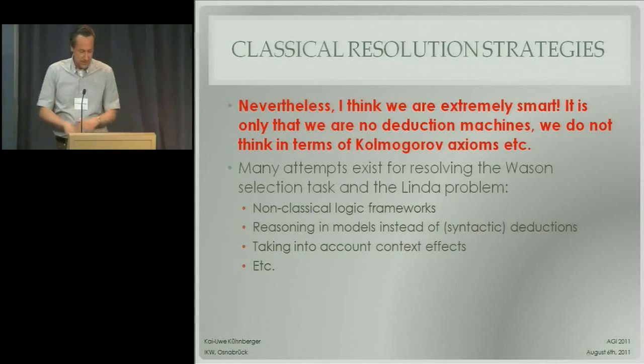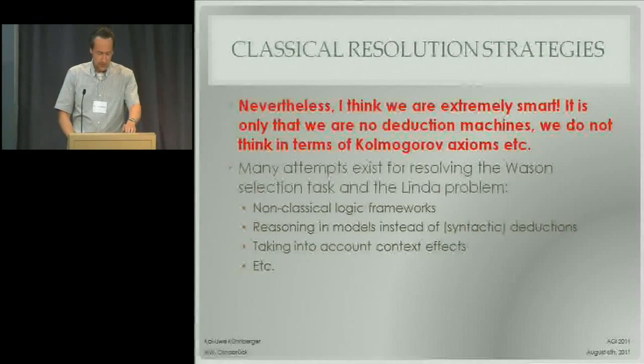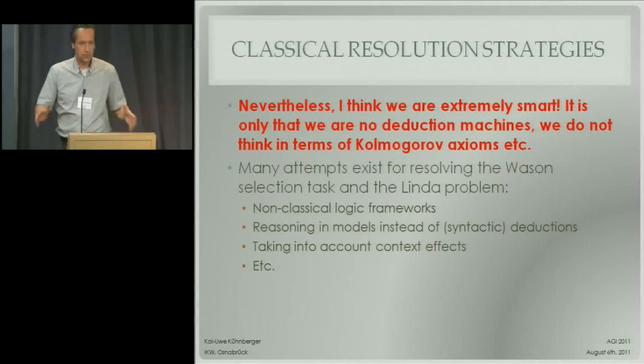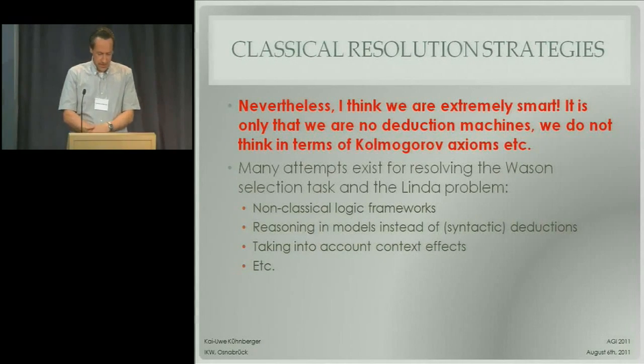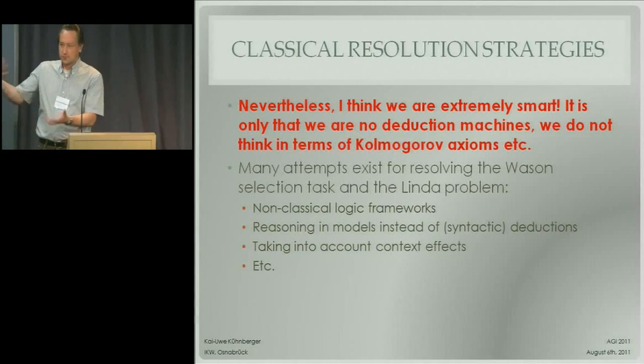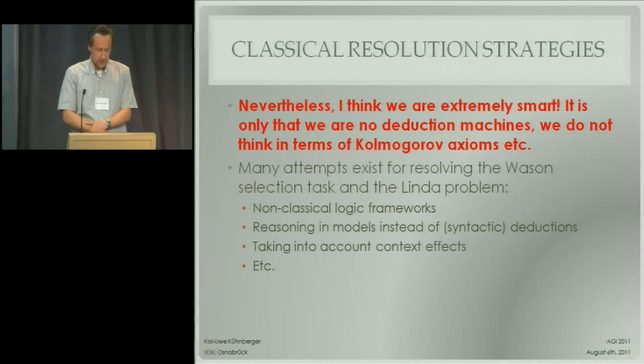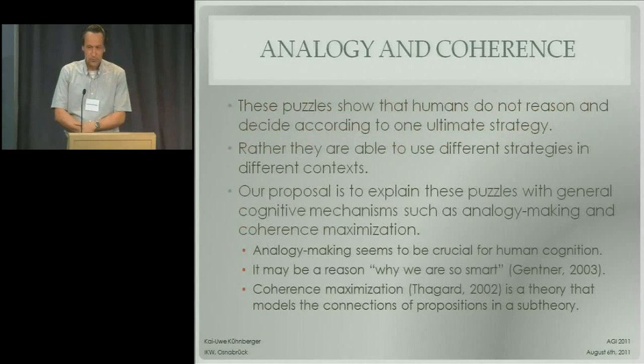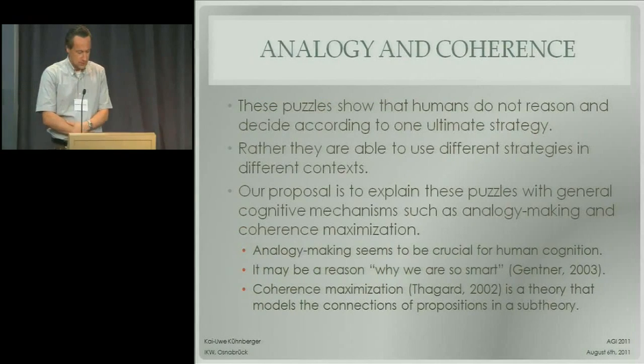There are many attempts to resolve these things, in particular very special logic systems that are proposed to model this reasoning in models instead of reasoning with inference calculi, taking into account context effects and so on. I want to propose two relatively general cognitive mechanisms, namely analogy and coherence.